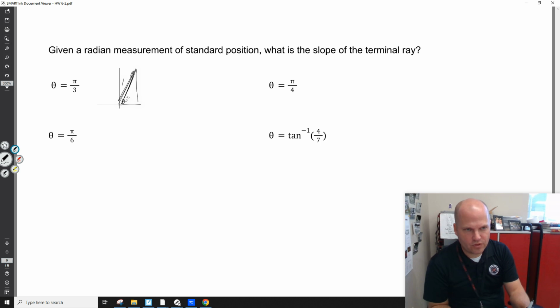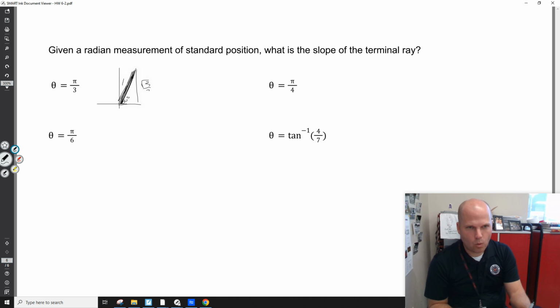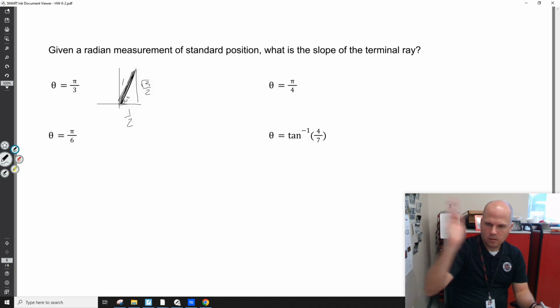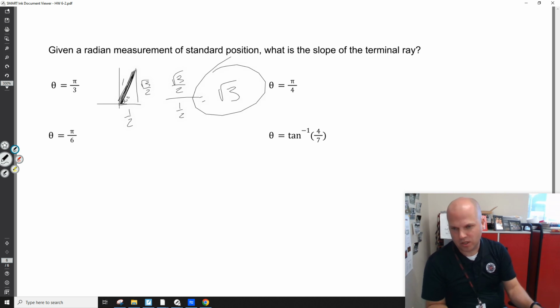What's the slope of this? Well, the slope is rise over run. That's the y distance divided by the x distance. The rise is the y. The run is the x. Boom, I've just found slope. It's something that's designed to maybe trick you by the way it's asked, but it's not supposed to be tricky. It ends up being the tangent of the value.